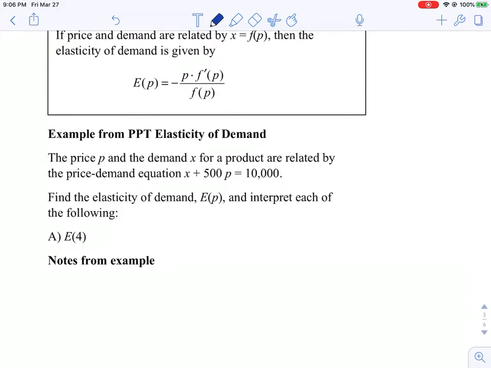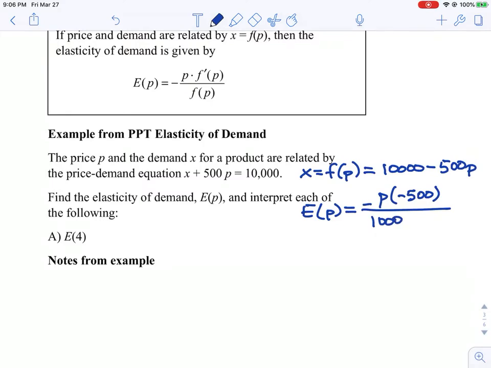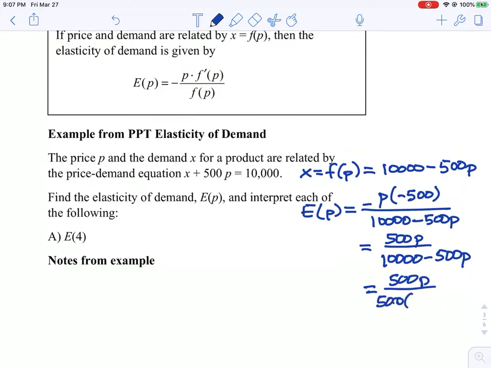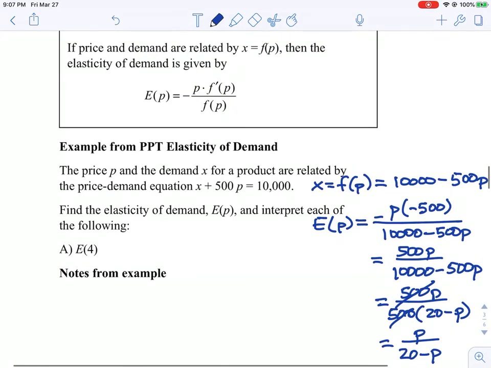So let's try a problem. First one, here we have a price demand equation. The first thing we need to do is make it say x equals, or put it in f of p. It should be 10,000 minus 500p. So then we define our E of p as the opposite of p times the derivative all over f of p, and simplifying that, factor out 500, so you get p over 20 minus p.